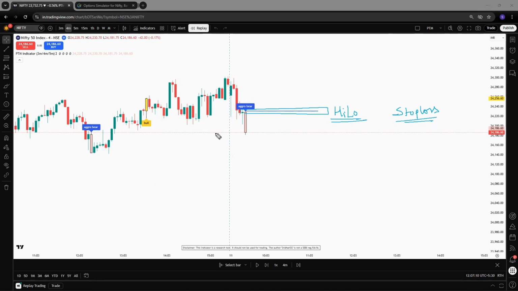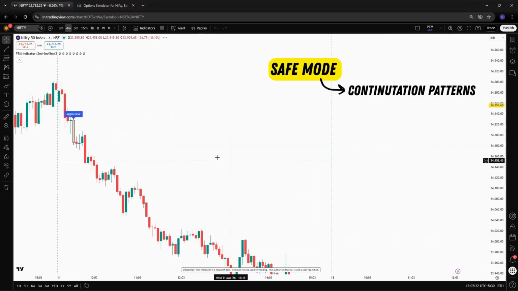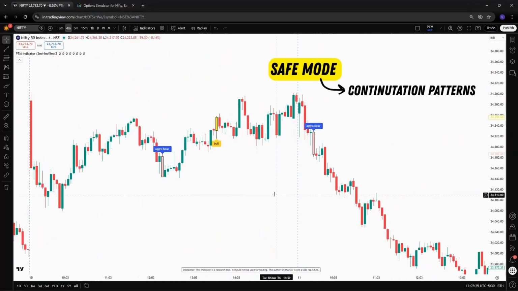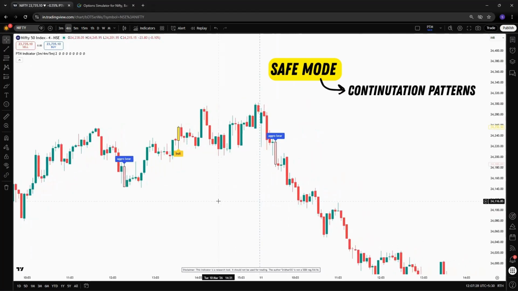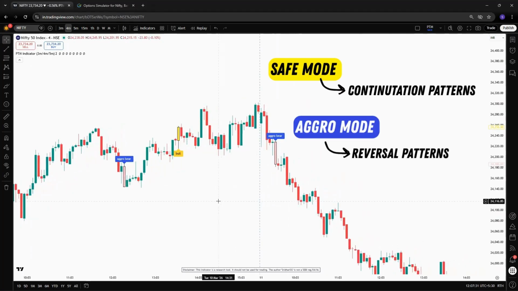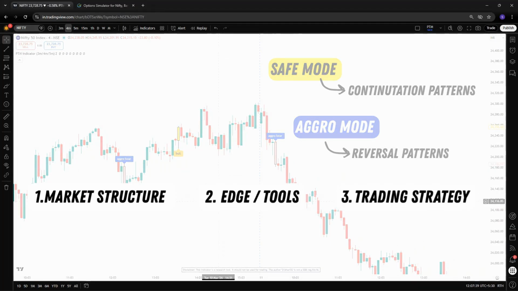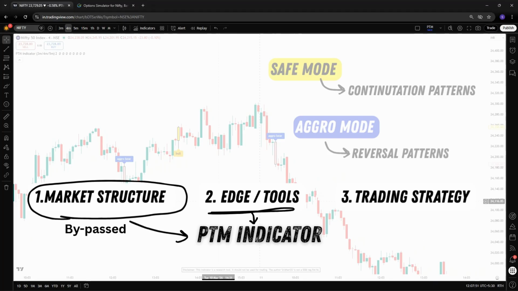I'll teach everything about algos in another guide video. Don't worry. So far, we're just learning what is the PTM indicator. Now, what is the purpose of the safe mode and the aggressive mode? Very simple. Your safe mode is related mainly with your continuation patterns. All right. Your aggressive mode is related more with your mean reversion patterns.